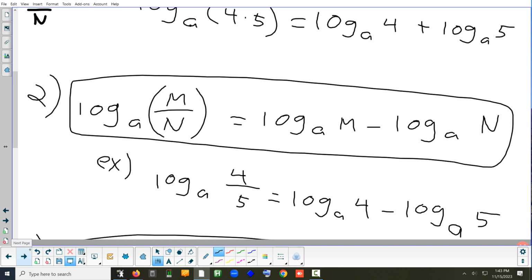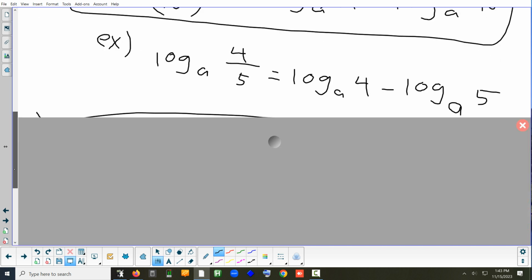Okay? And remember, if it was a base E, you wouldn't see log base e. What abbreviation would you see? You'd see ln. So you'd see like ln of m divided by n equals ln m minus ln of n. Okay, you just see the word ln. Okay, that's the second property.